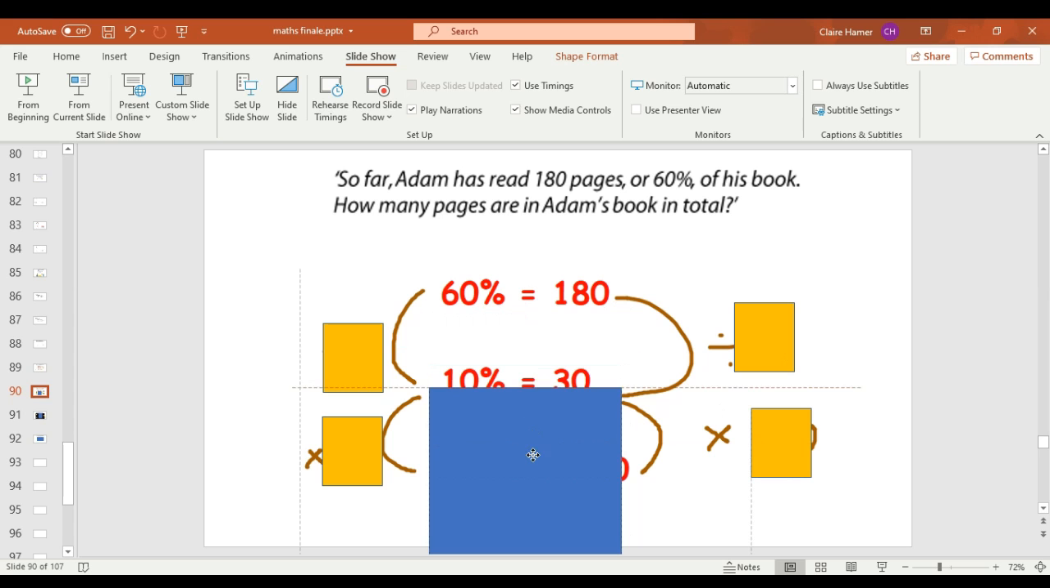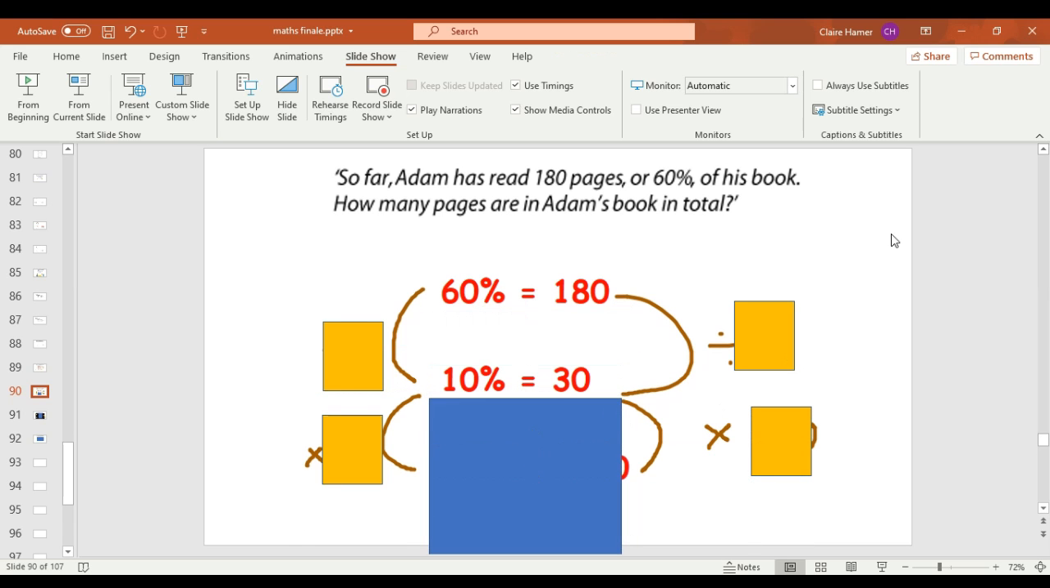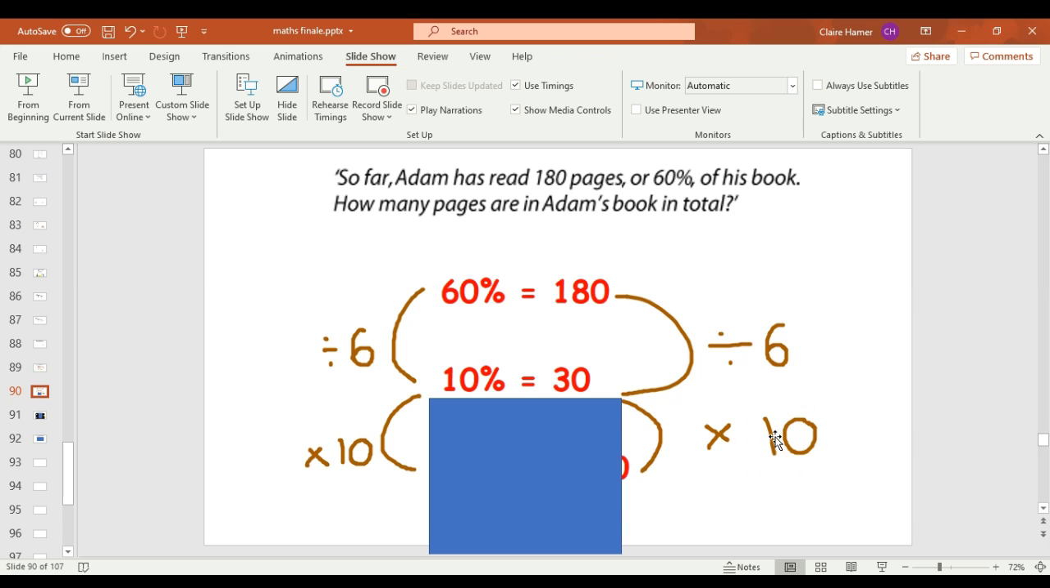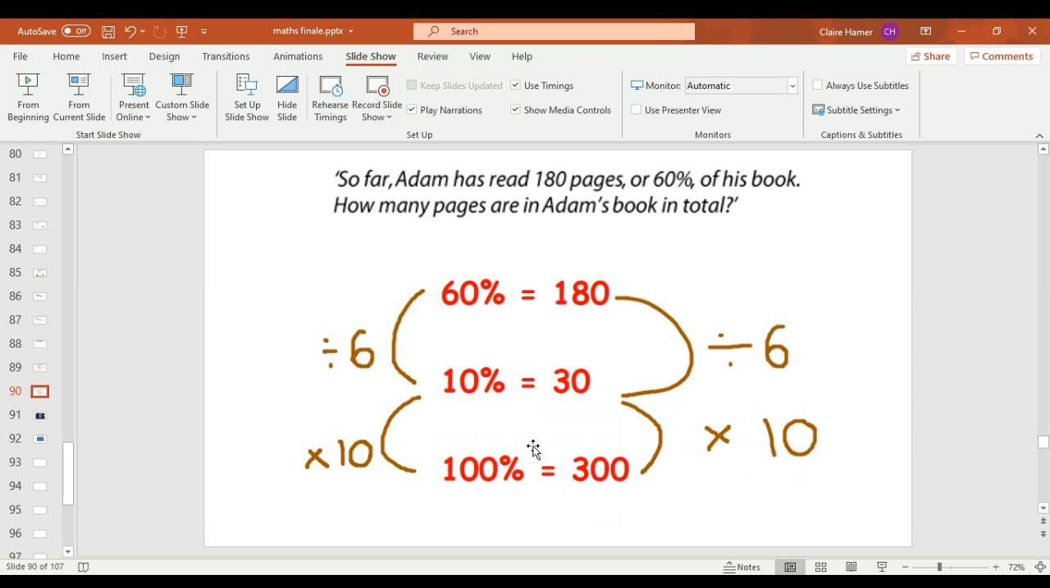So first of all, I went to 10%. So I divided both sides by 6. I recognise that 18 is a multiple of 6, so that was nice and straightforward. So 10% is worth 30. And then, just like before, I multiplied both sides by 10. And I got my answer, 300.